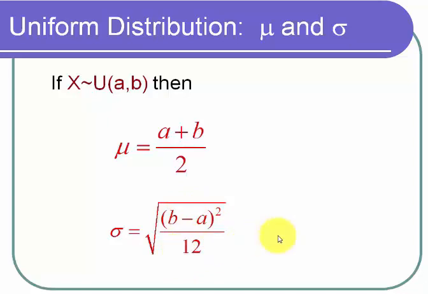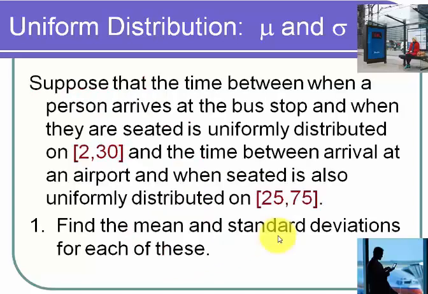So let's use this to talk about z-scores. Let's suppose that the time between when a person arrives at a bus stop and when they are seated on the bus is uniformly distributed on 2 to 30 minutes. So it makes sense. Sit down at the bus stop.